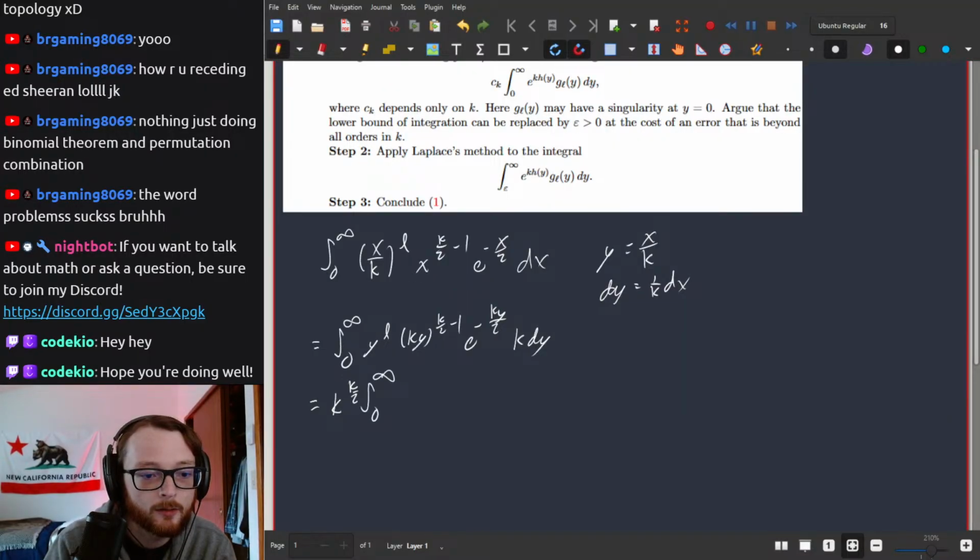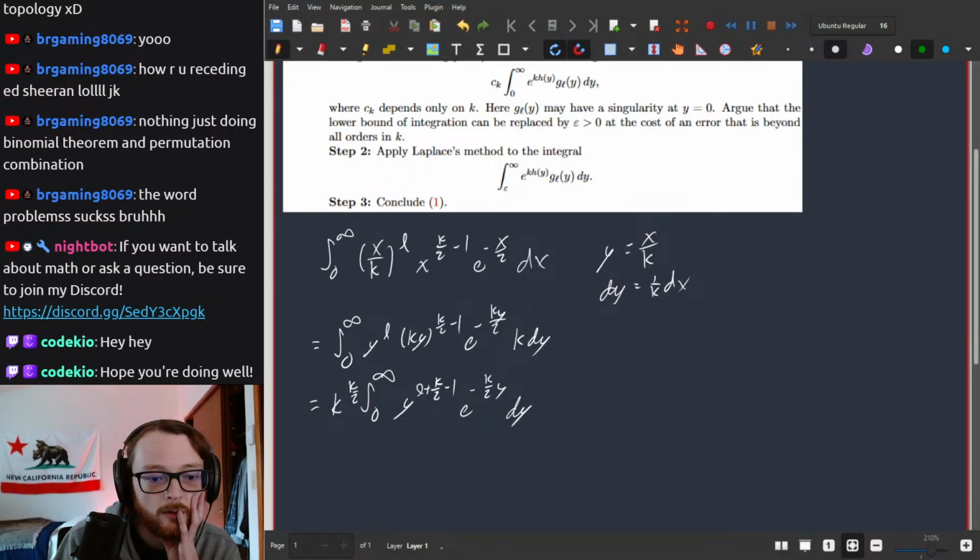I'm doing all right. How about you? This is a y to the l. That's a y to the k over 2 minus 1. So it'll be y to the l plus k over 2 minus 1, e to the minus k over 2 y dy.